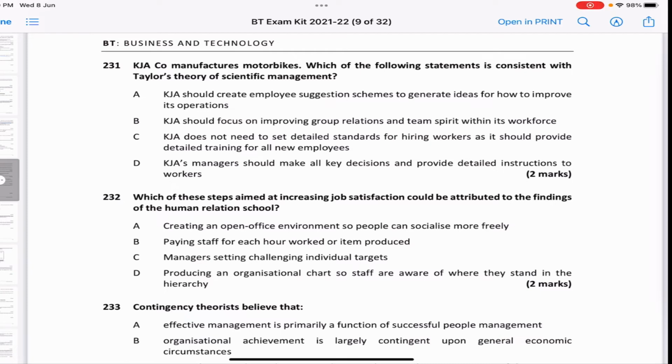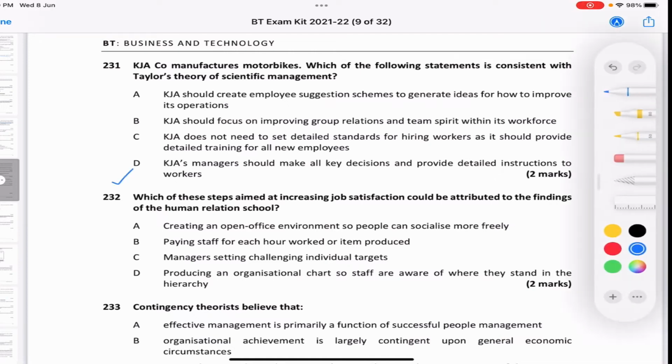Giving you a minute, try to find the answer. Yes, so if you can recall what scientific management was, what was said by Taylor, then we know that the answer is obviously D, where the managers are the people who are responsible for all the work, and the manager should make all key decisions and provide instructions to the workers.